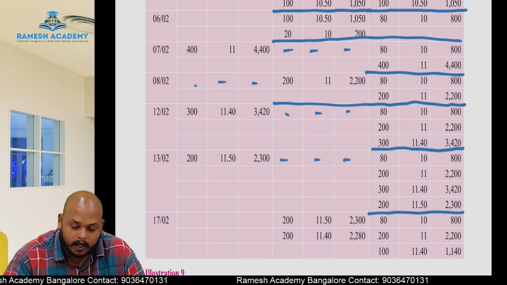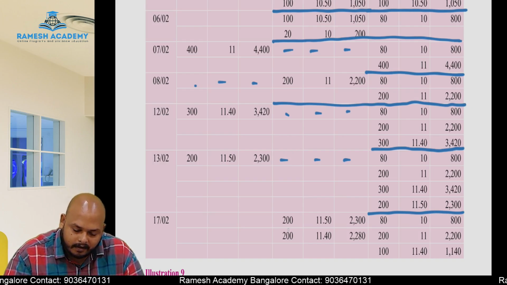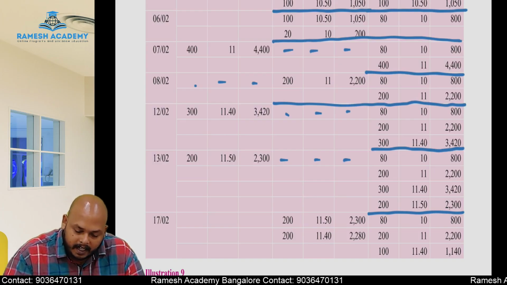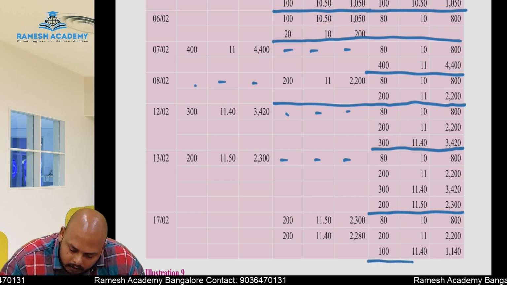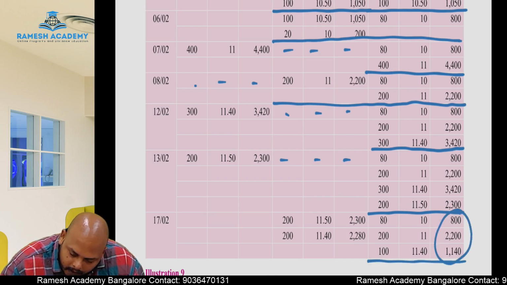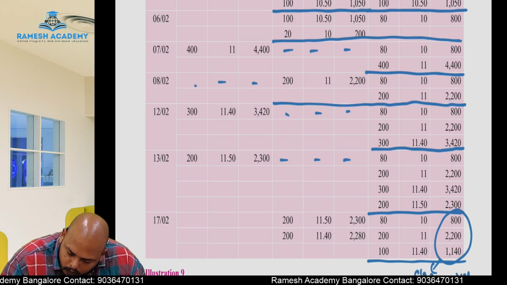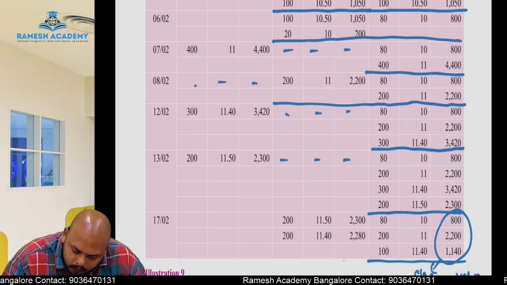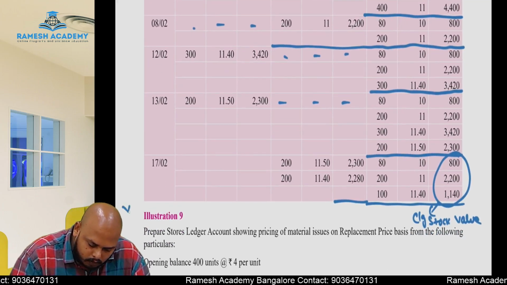Next. 17th February issued how many units? 400 units. 400 units means first we have to take the latest one. What is the latest one? 200 is the latest. First we have to issue that. Out of the 300 again we have to issue 200. So balance will be how much? 100. That's all. If someone is asking you the value of closing stock, this will be the value of closing stock.